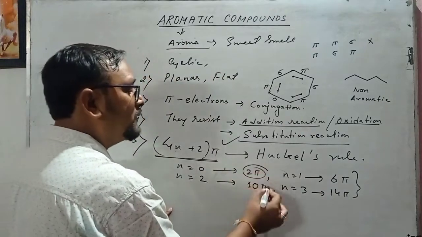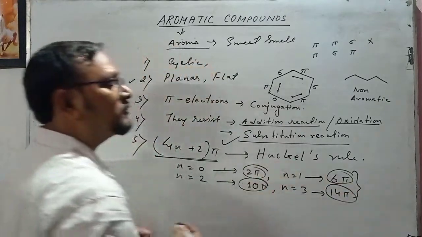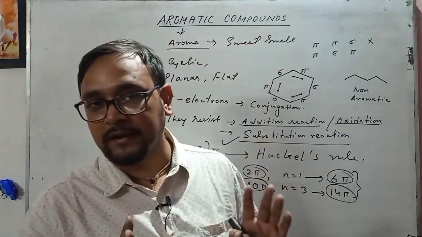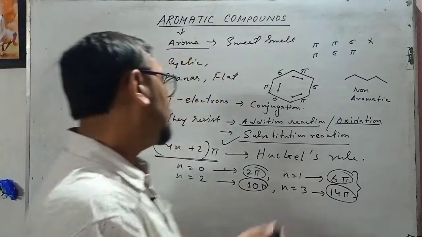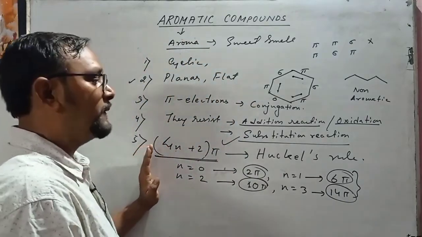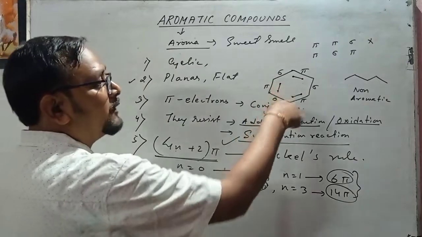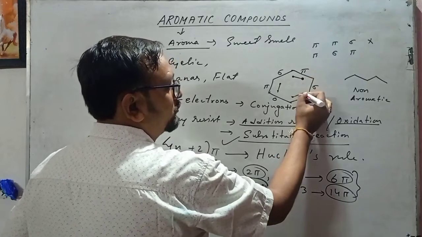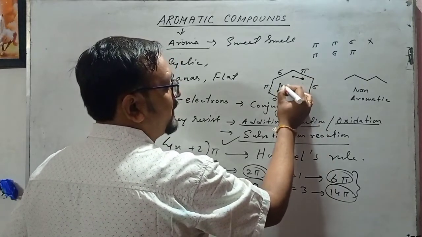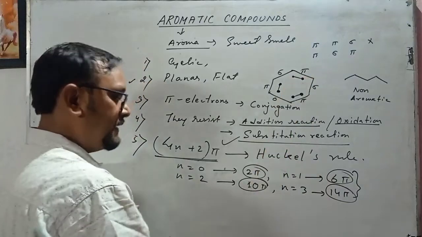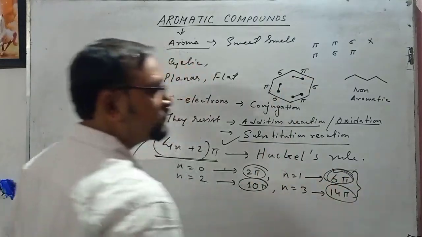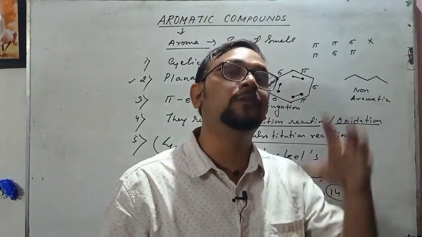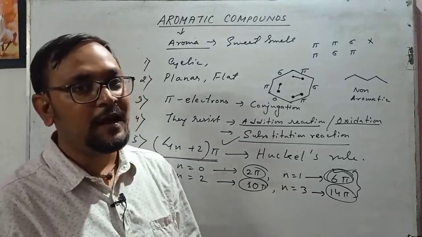So if this number of pi electrons comes in a cyclic compound, it is sure to be an aromatic compound. Clear, all of you? This is very important, Huckel's rule. Here you see how many pi electrons there are. Let's see, match. 1, 2, 3, 4, 5 and 6. So 6 pi electrons are here. Is the number 6 in the series? Yes, 6 is there. So this is the structure of benzene, and benzene is an aromatic compound. Understood, all of you?